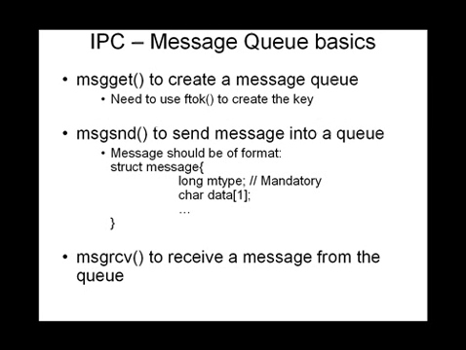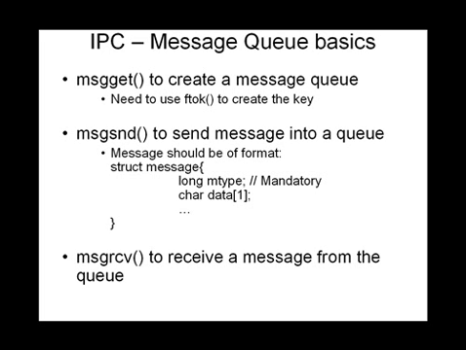Some of the message queue basics which you will require. The first is the msgget API, which is used to create the message queue. We'll be using a function called ftok to create the key, which is unique for the message queue in question. Then we will use the msgsnd API to send a message into the message queue.